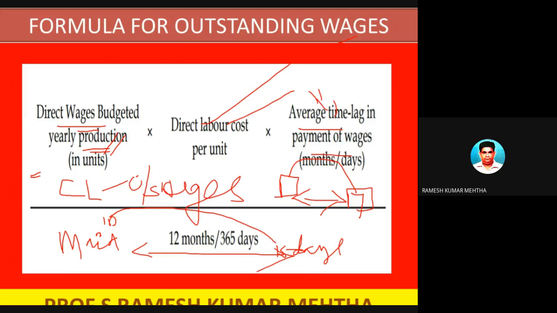Divided by 12 months or 365 days or 360 days or 52 weeks. If you take months here, you have to take months here. If you are taking days here, you have to take days here. If you take weeks here, you have to take total weeks in a year in the denominator.